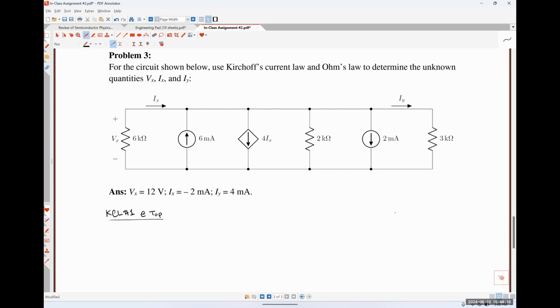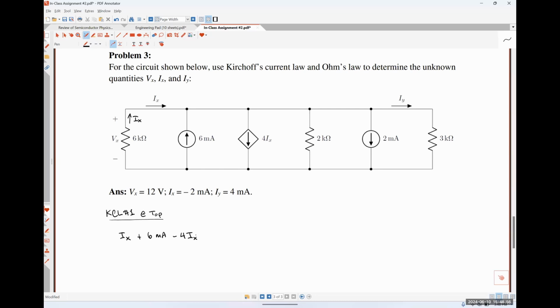I believe that the current IX is entering the top node. So let me be clear here. We have IX flowing up through that 6 kilo ohm resistor before it curves off to the right. So I'm calling it as entering the top node. I have a current of 6 milliamps that is entering the top node, so it's going to get a positive sign. I have a current of 4IX exiting the top node, so it's going to get a minus sign.